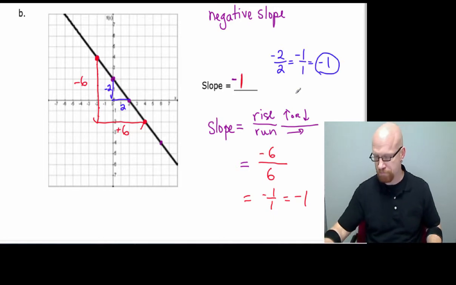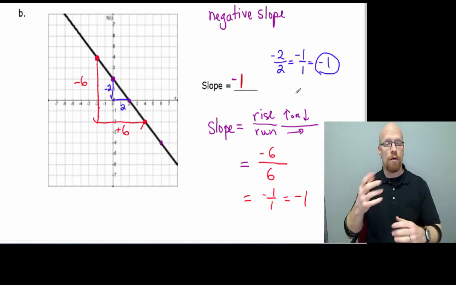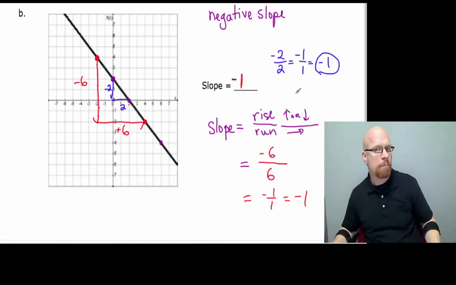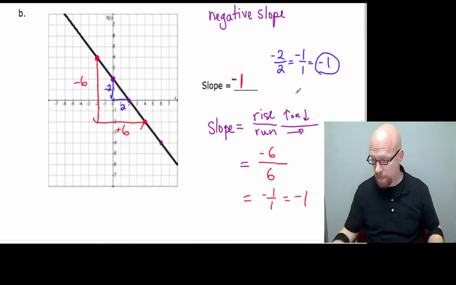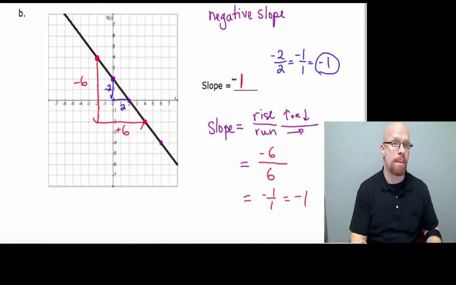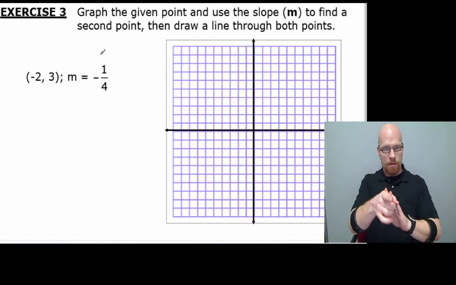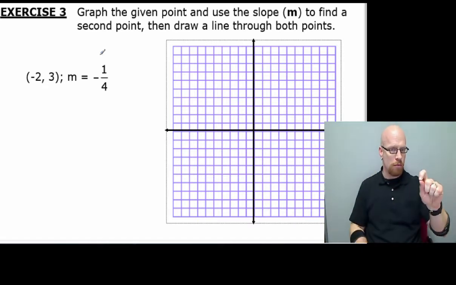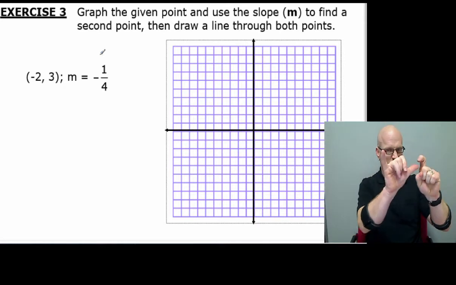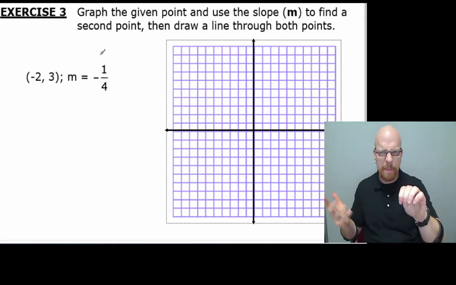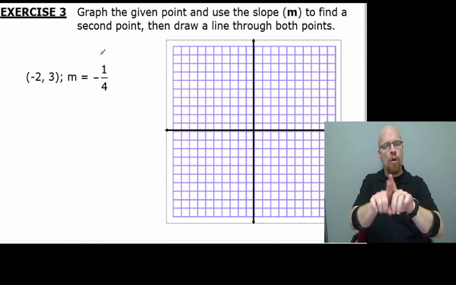As I've just shown you, a line has the same slope no matter what point you choose on the line. Now, this example is a little different. I'm giving you a point on the graph, -2, 3. And then I've given you this m term. What does m mean? M is the slope.